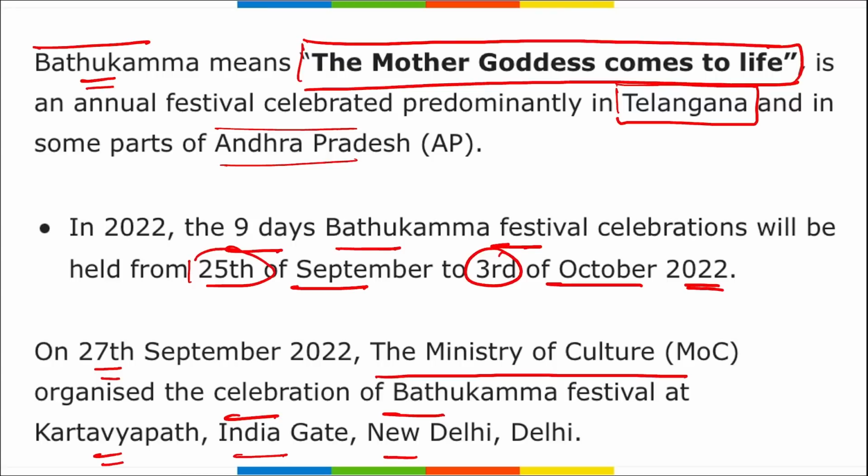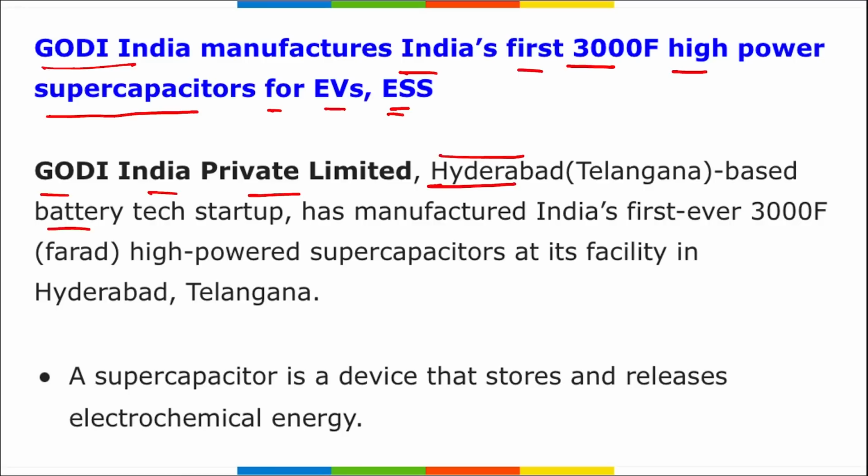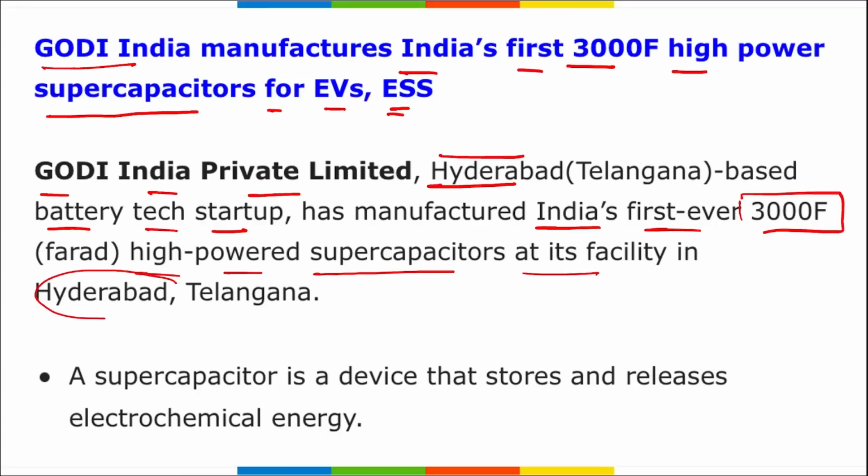Next news is regarding Godi India. Godi India manufactured India's first 3000F high power supercapacitors for EV and ESS. I repeat, recently, Godi India has manufactured India's first 3000 farad, that is 3000 F high power supercapacitors for electric vehicles and ESS. So Godi India Private Limited, that is based out of Hyderabad, a battery tech startup, has manufactured India's first ever 3000 farad high powered supercapacitors at its facility in Hyderabad, Telangana.